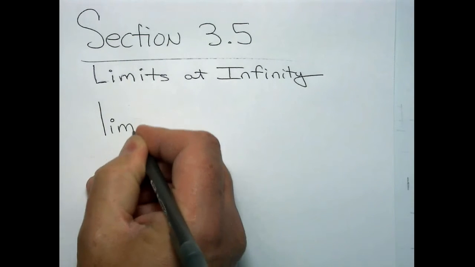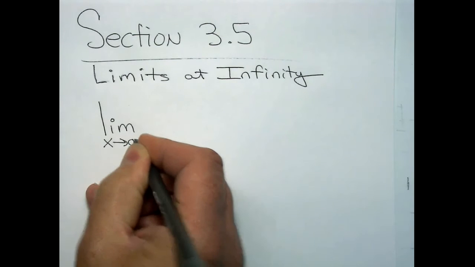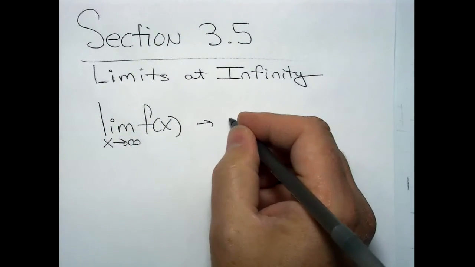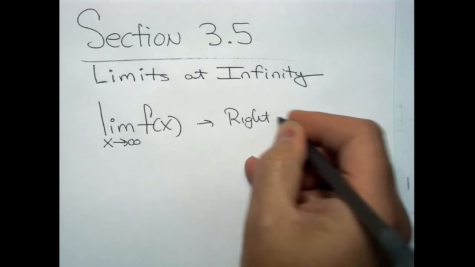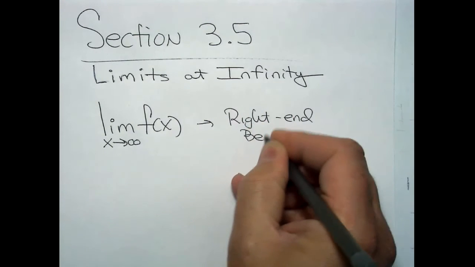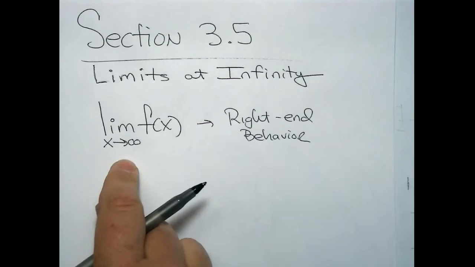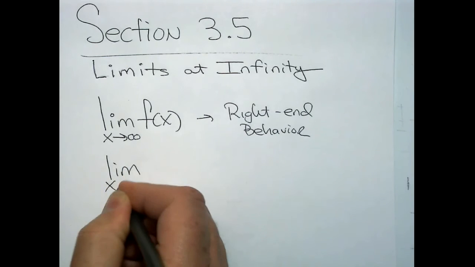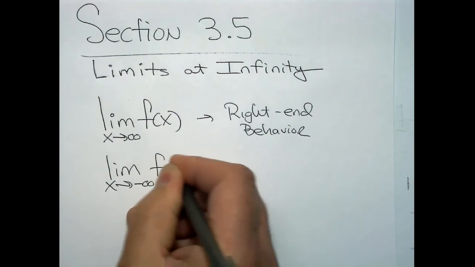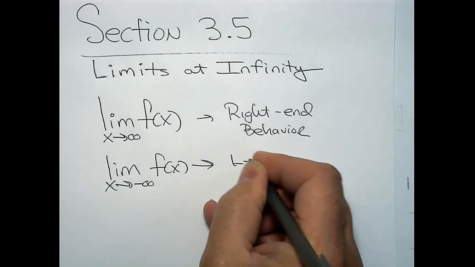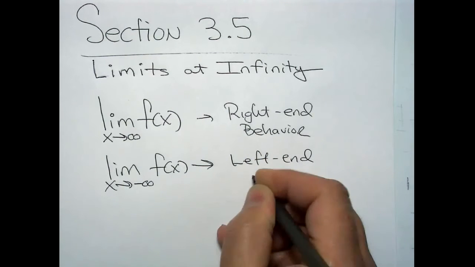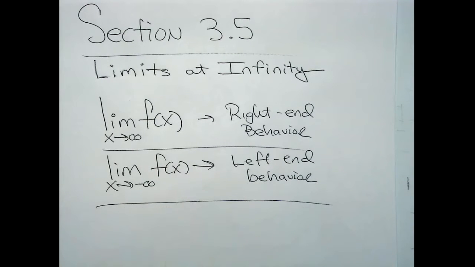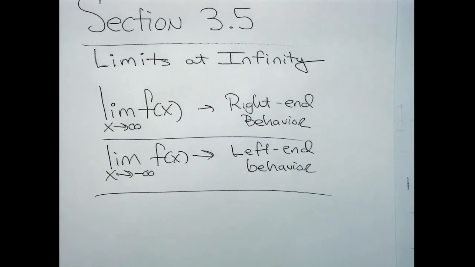And the limits at infinity look like this. And this, we'll call this the right end behavior. That's what that limit would tell us once we evaluate that. And then this limit, this would be the left end behavior.